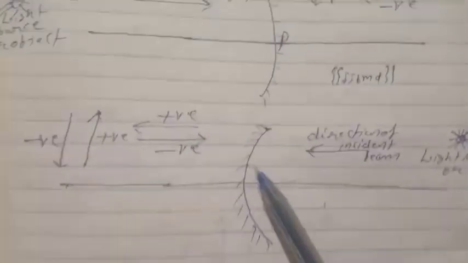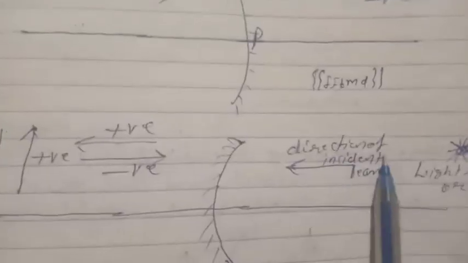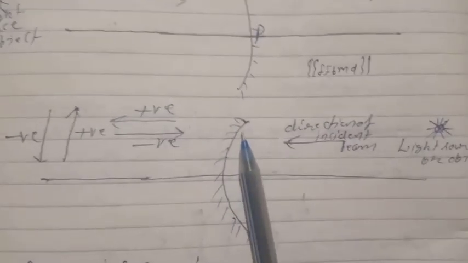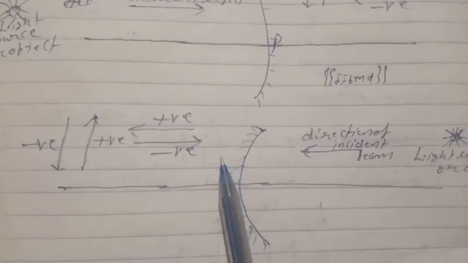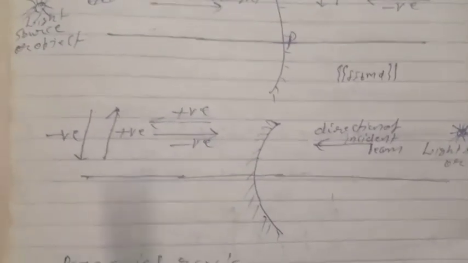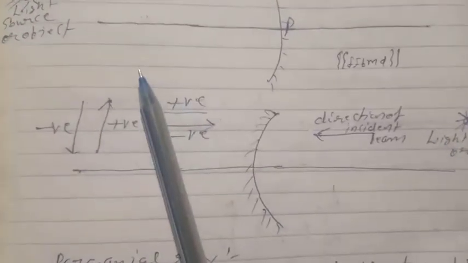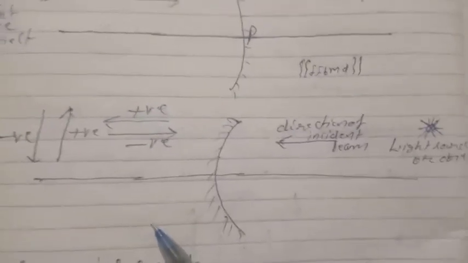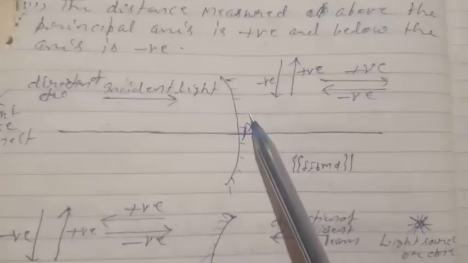In this case, because light is incident from this side and going in this direction, the direction of light is considered the positive direction. So if we measure the distance from the pole, this direction will be positive and this direction will be negative, and the upward direction will be positive and the downward direction will be negative. This is the convention, taking the above situation.